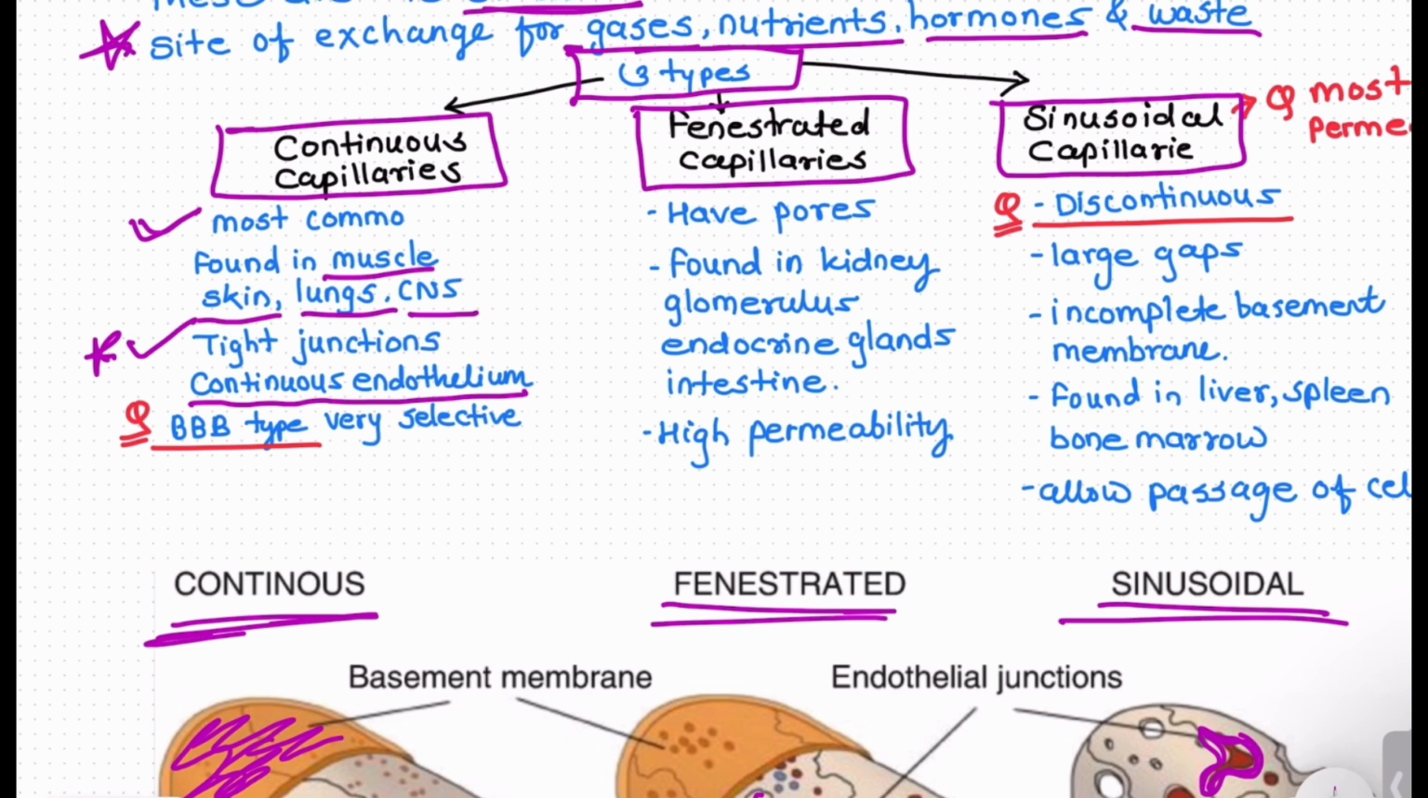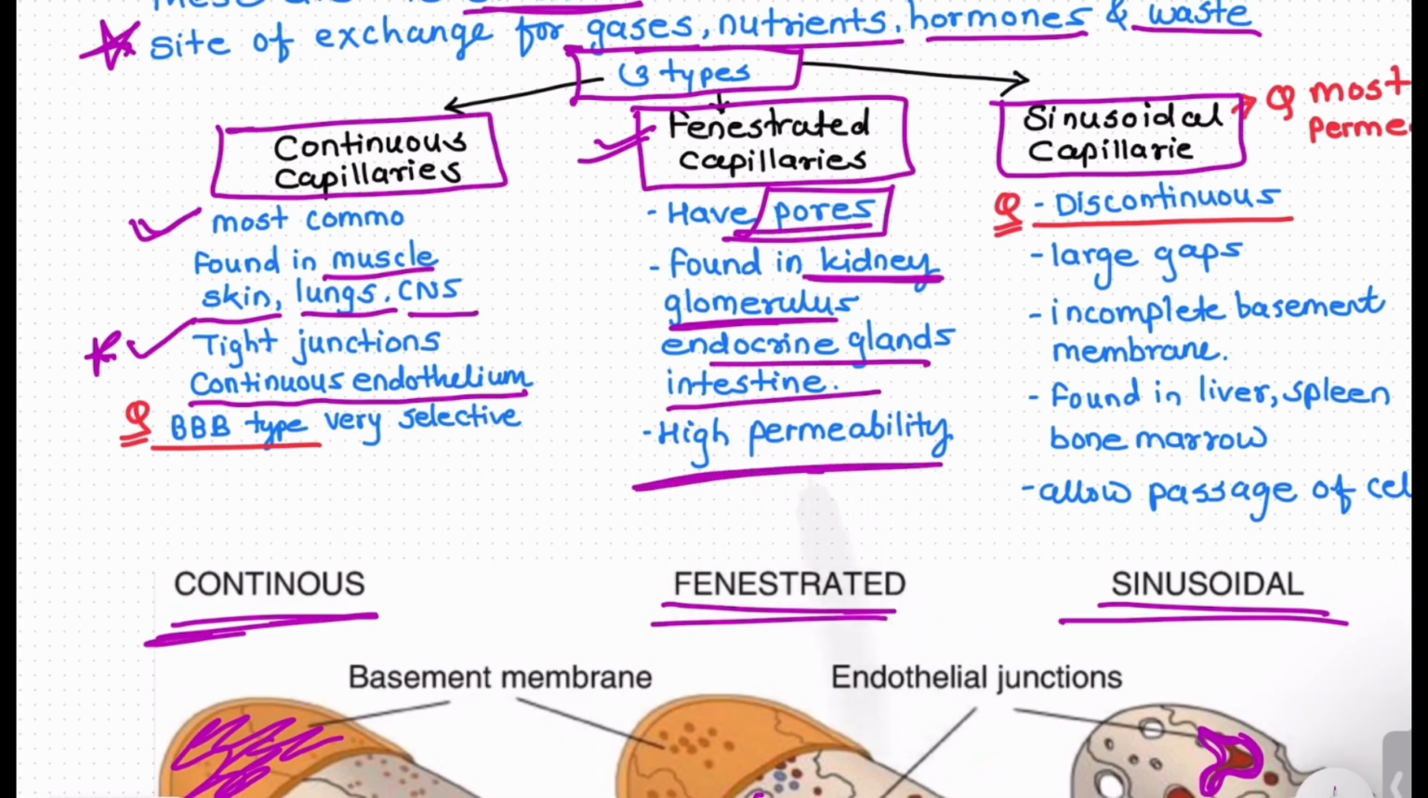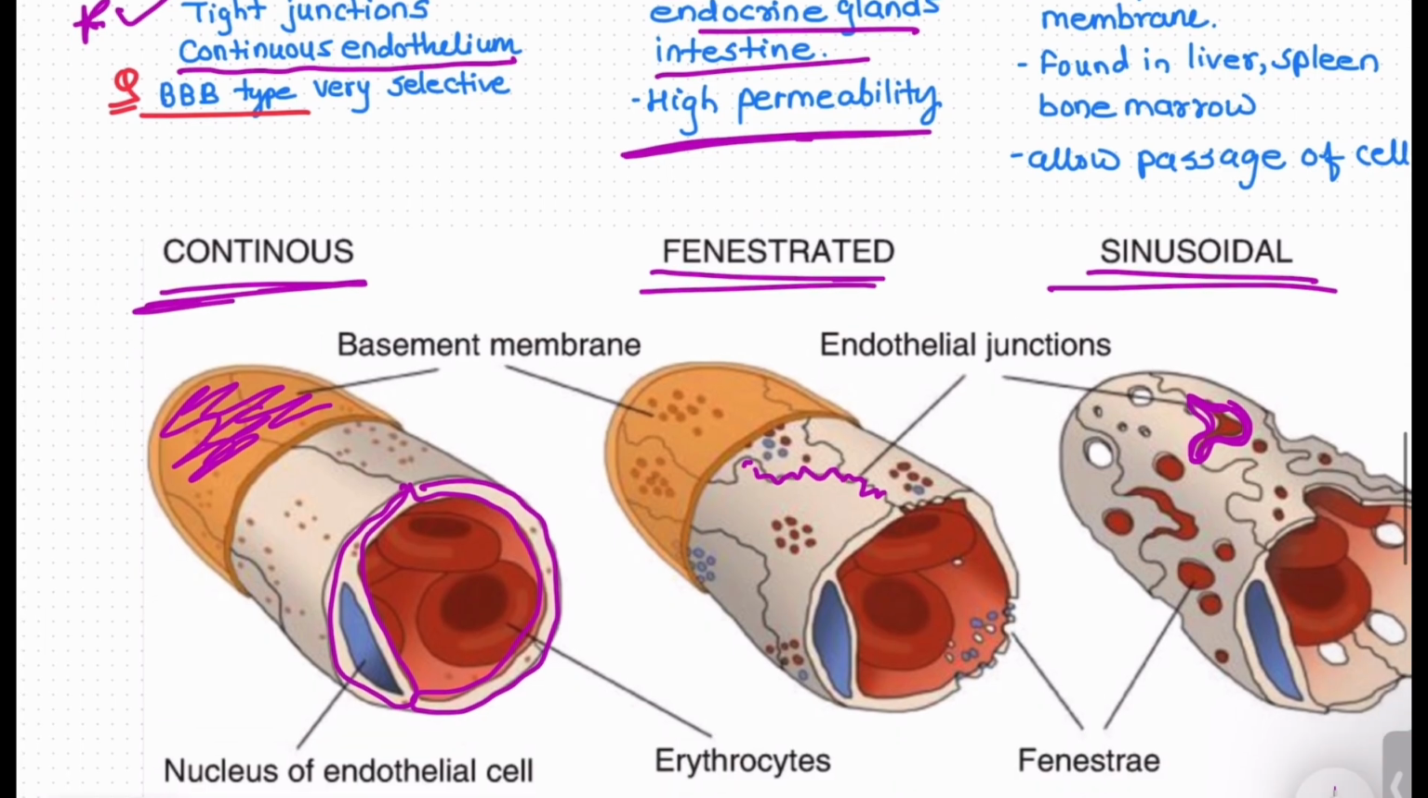Then comes fenestrated capillaries. They have pores. These have pores, that is small holes. They are found in kidney, glomerulus, endocrine glands and intestine. They are highly permeable. You can see there are fenestrations. These are holes. So they are highly permeable because they can exchange substances through those pores.